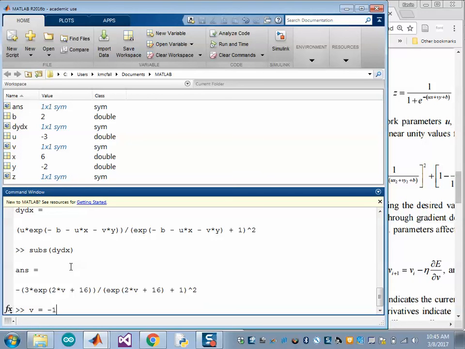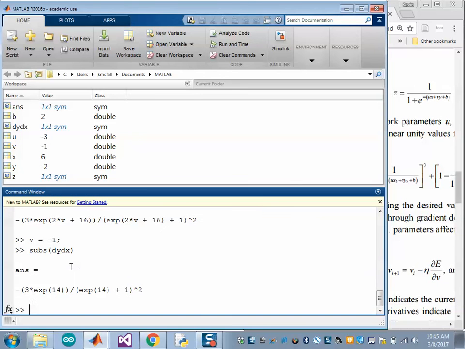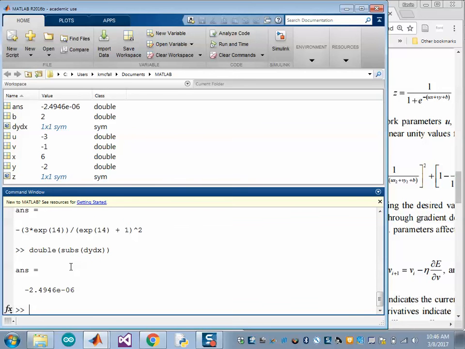Let's give it the value of -1. And let's do the subs again. So now you can see it's substituted in all of the values, and it's still a symbolic expression. It's not giving it to me as a numerical answer because it's giving me the exact analytical number. And if I wanted that to be an actual number, then I would do double of that. Okay? And as it turns out, that number is quite small, close to 0. It's not exactly 0, but it's close to 0.